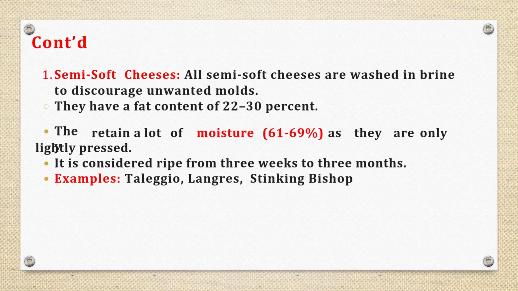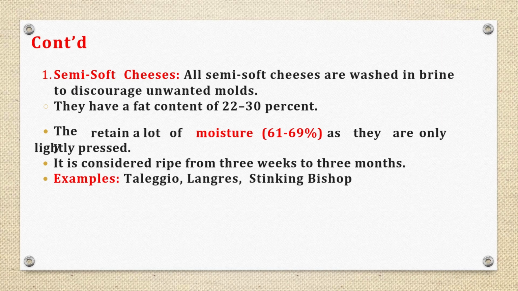Next, we have semi-soft cheeses. All semi-soft cheeses are washed in brine to discourage the growth of unwanted molds. They have a fat content ranging from 22 to 30%. They retain a lot of moisture, between 61 and 69%, because they are only lightly pressed. They are considered ripe from 3 weeks to 3 months. Examples are Taleggio, Langres, and Stinking Bishop.